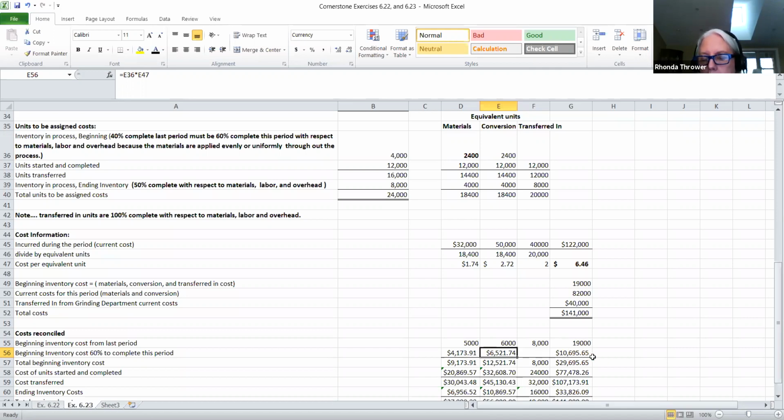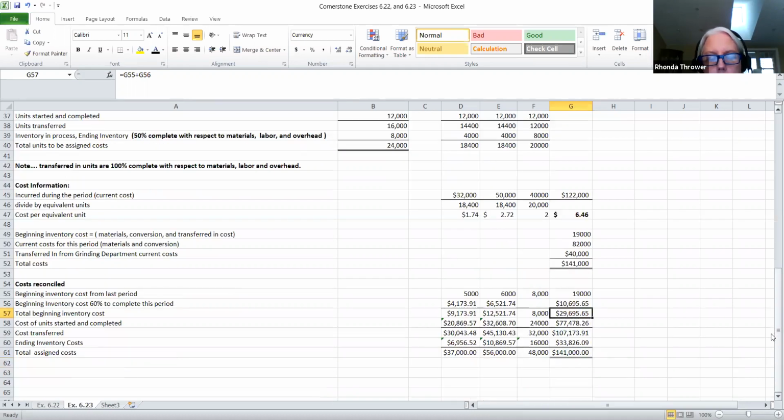So these two added together are what we had to complete the beginning inventory. Cost to complete beginning inventory are $10,695. We're going to combine that with our beginning inventory cost that we brought forward from last period, and that will give us this. To further break it down, we could add these two together to get this. This is added to this to get this. And this plus zero is this. These three added together are $29,695.65. That's our total beginning inventory cost.